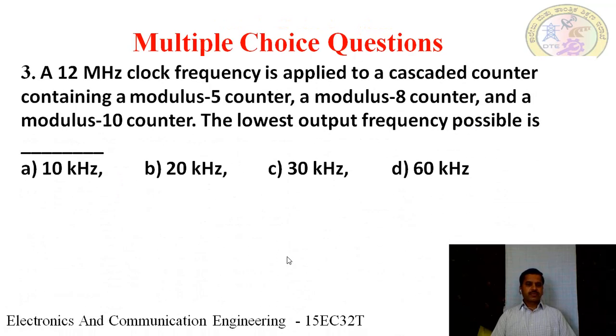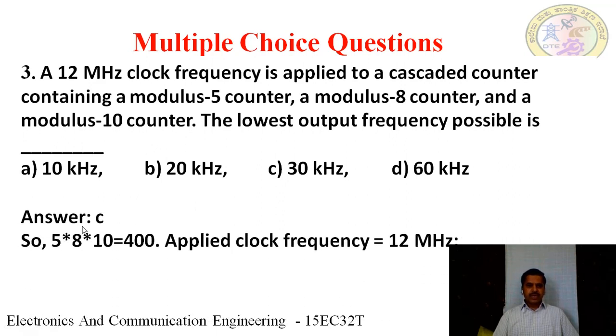Third question. A 12 MHz clock frequency is applied to a cascaded counter that contains a modulus 5, modulus 8 and mod 10 counter. What is the lowest output frequency that you may get? Because the 12 MHz keeps on dividing, what is the final frequency that you are getting? You have to multiply 5, 8 and 10. 5 into 8 into 10 is equal to 400.